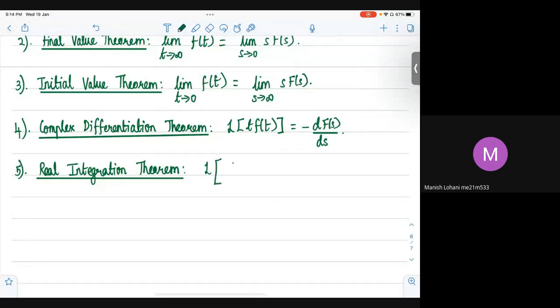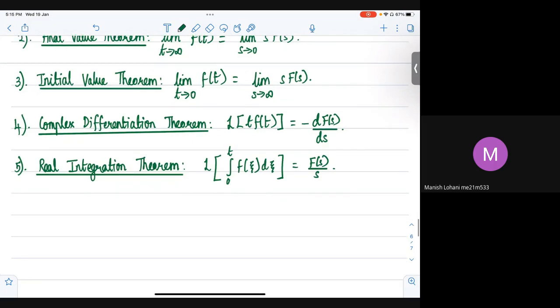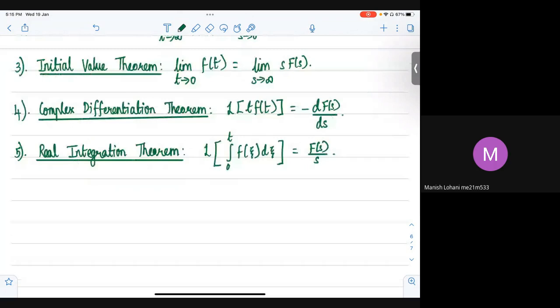Let me write down what this is. The Laplace transform of the integral from 0 to t of f of zeta d zeta is going to be equal to capital F of s divided by s. That is the real integration. We are integrating in the real domain, and in the complex domain, the corresponding function F of s is divided by s.